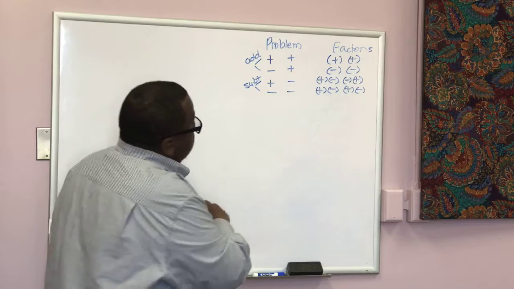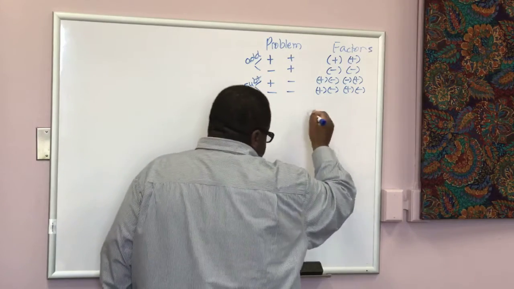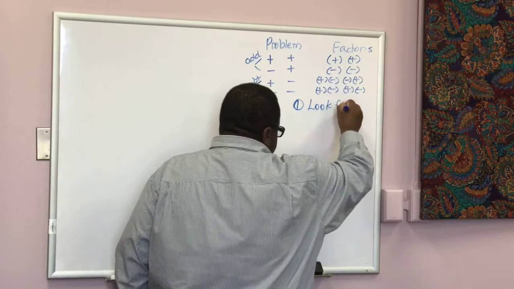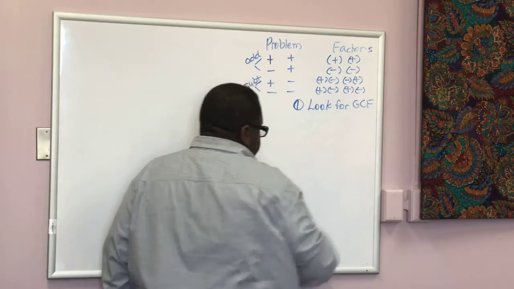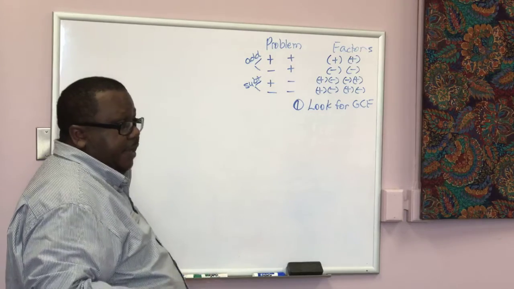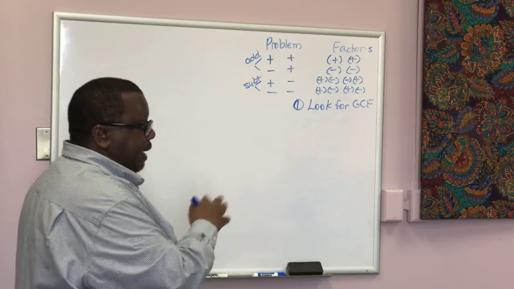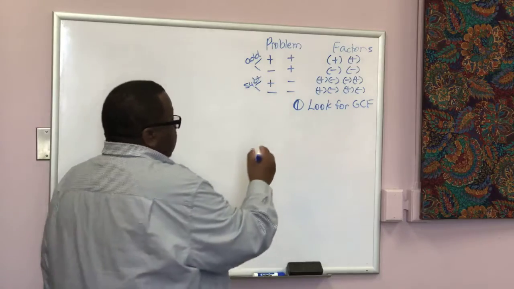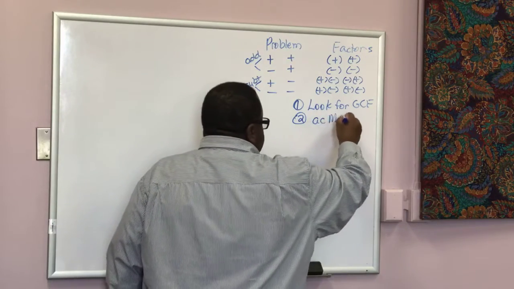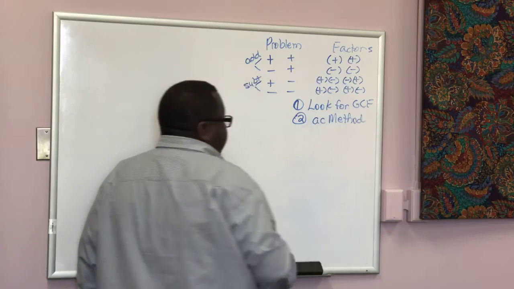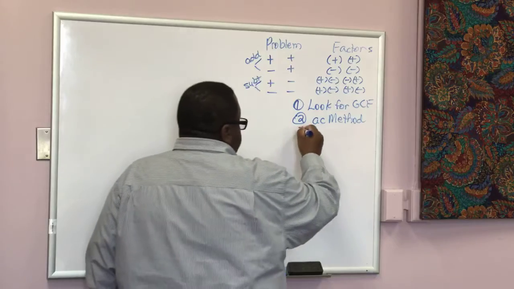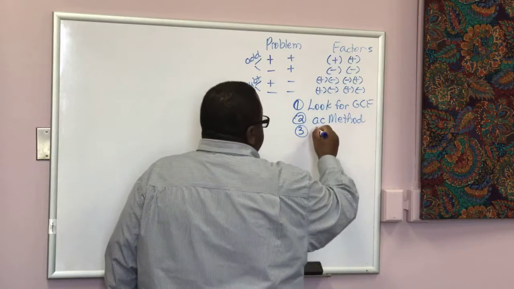Okay? So the steps we're going to follow, you can still see right here. My first step is to do what? Look for what? GCF first. When you do your problems, look for the greatest common factor first, if it has one. If it does, you take that out first. Then the second thing you do is apply what's called the AC method. Okay? Once you apply the AC method, then your third step is to do what?